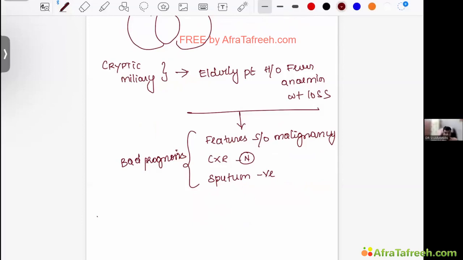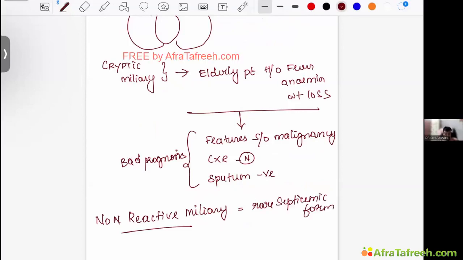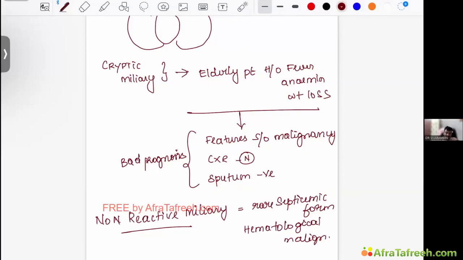Non-reactive miliary. In rare non-reactive miliary, it is a rare septicemic form of miliary tuberculosis, where the patient will have some kind of hematological tumor, hematological malignancy or abnormality. That kind of patient is going to have features of tuberculosis, but no evidence of tuberculosis. These patients have no granuloma formation. They say before granuloma formation itself, the patient will die. So there will be no nodules.